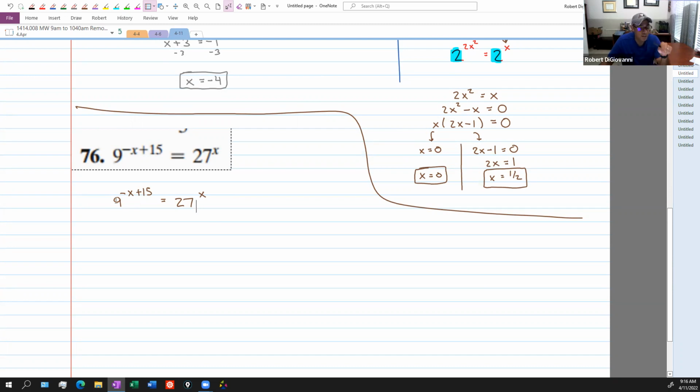But both of these numbers, 9 and 27, are both powers of what? Henry's saying 3, right? These are both powers of 3. So watch what I'm going to do. This yellow and this green, I'm going to rewrite them. The 9 is really 3 squared, right? But we're still raising that to the negative x plus 15. And that must be equal to the 27, which is 3 cubed, right? 3 times 3 times 3 is 27, but I'm still raising that to the x. So do y'all see? I just rewrote the yellow there. I rewrote the green.